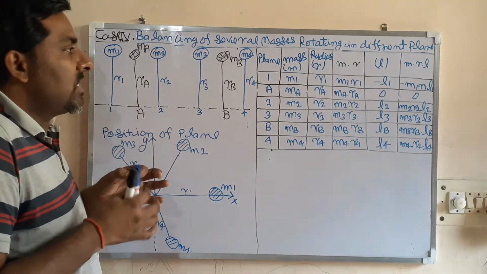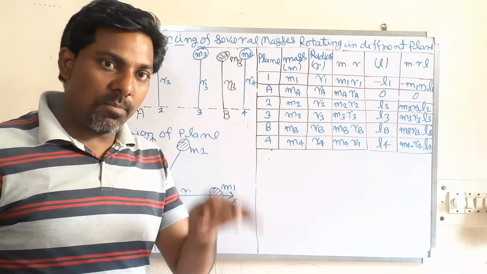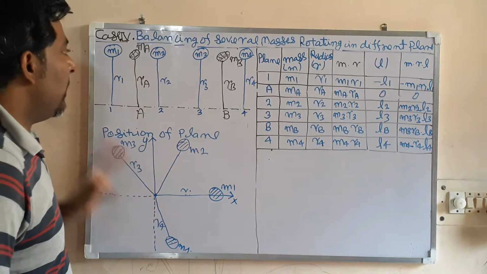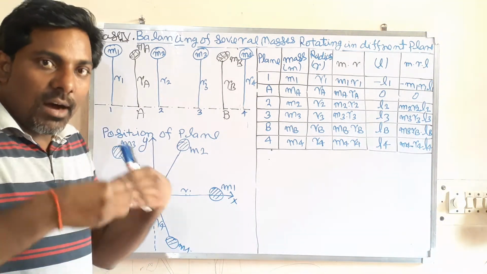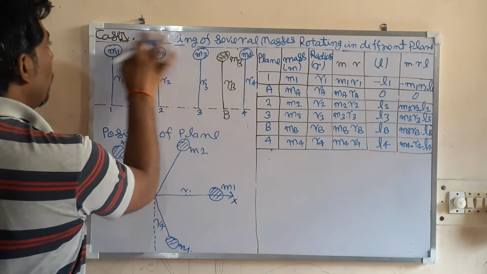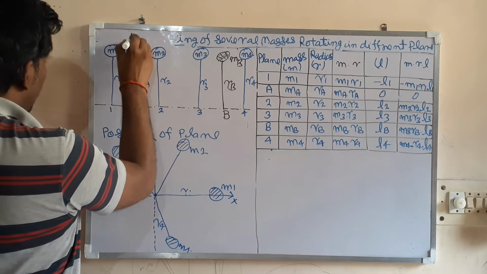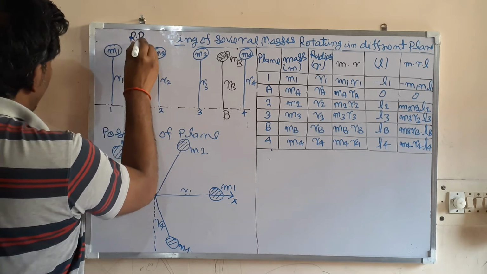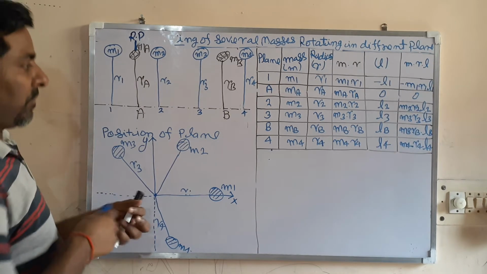So due to this, some calculation can be reduced, some calculation can be minimized. So it will be better to take the reference plane at the unknown masses or radius. So I am taking the reference plane here at the point A. This is the reference plane.